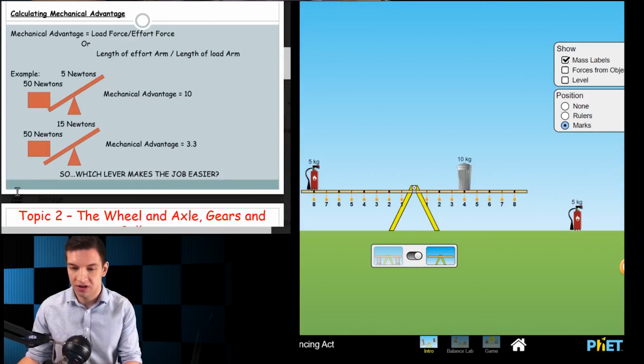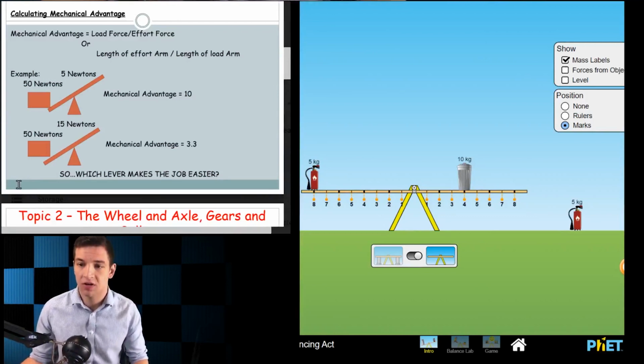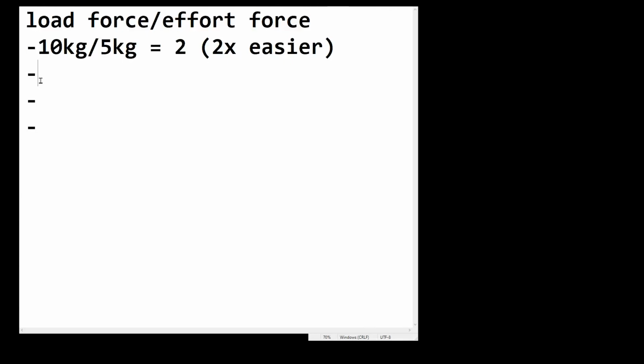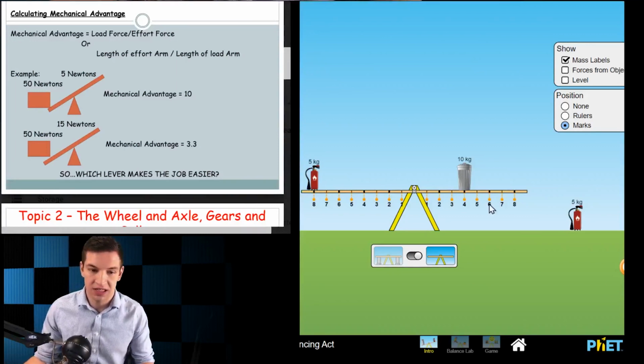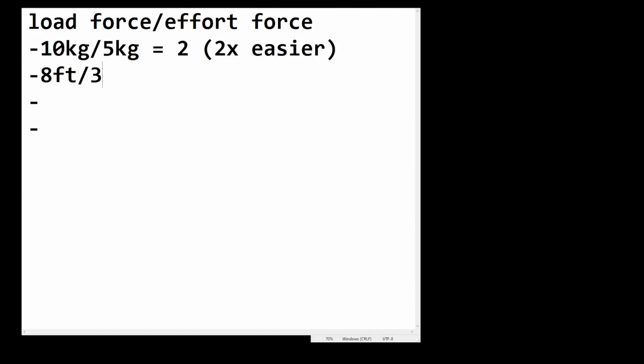Or again, what you could do is you could go length of the effort arm divided by length of the load arm. So the effort arm, let's look at it. It is 8, let's say feet, okay? And if we divide that by the length of the load arm, in order to lift that garbage can, we had to move the garbage can to 4 feet near the fulcrum. So divided by 4 feet equals, you guessed it, 2. So 2 times easier. That is a way you can calculate mechanical advantage.